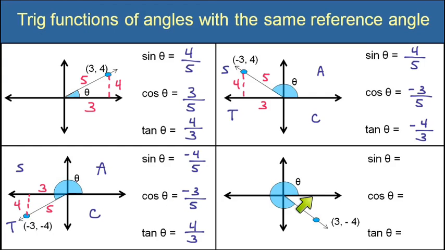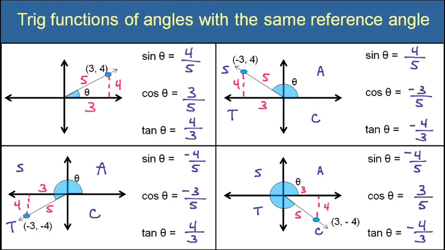Now in the fourth quadrant, sine will be vertical over horizontal. So sine will be negative 4 over 5. Cosine is positive in the fourth quadrant, so it's going to be positive 3 over 5. Tangent is negative in the fourth quadrant, so it's going to be negative 4 over 3.